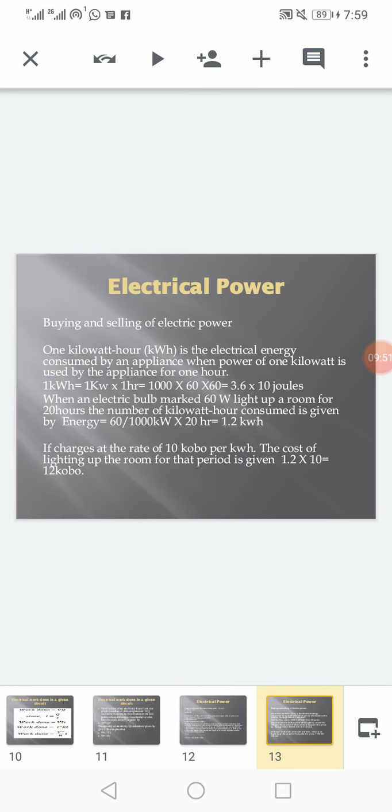Buying and selling electrical power. 1 kilowatt hour is the electrical energy consumed by an appliance when power of 1 kilowatt is used by the appliance for 1 hour. Please, I read that again. 1 kilowatt hour is the electrical energy consumed by an appliance when power of 1 kilowatt is used by the appliance for 1 hour. Now, 1 kilowatt hour is equal to 1 kilowatt times 1 hour, which is equivalent to 1000 times 60 times 60.